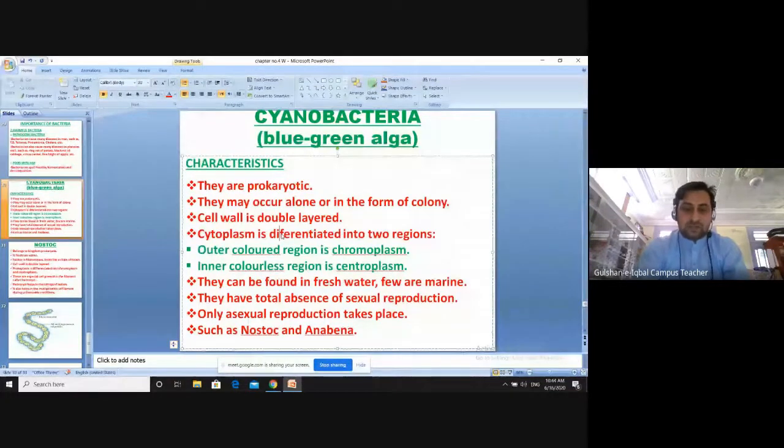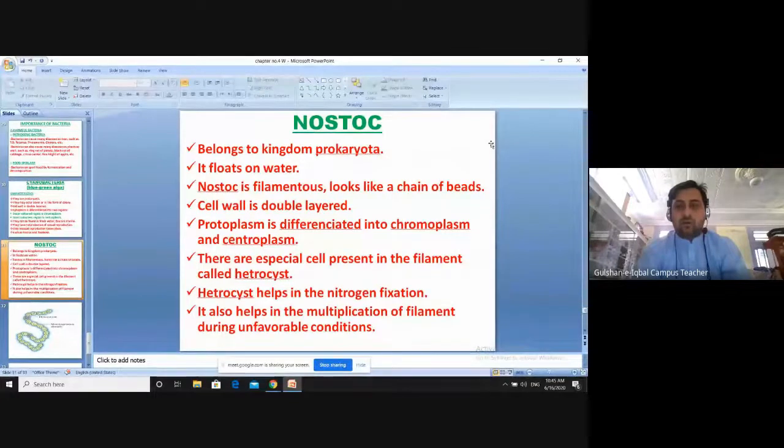Okay, let's see one of the examples of cyanobacteria, that is nostoc. Nostoc is the example of cyanobacteria which is given in our book. Again, the general characters will be the same as those of cyanobacteria because it is one of the cyanobacteria. So nostoc belongs to kingdom Prokaryota because they are prokaryotes. It floats on the surface of water. Nostoc is filamentous. Filamentous means they are present in a chain, like a chain of beads, like the beads of a tasbih, and they float on the water.